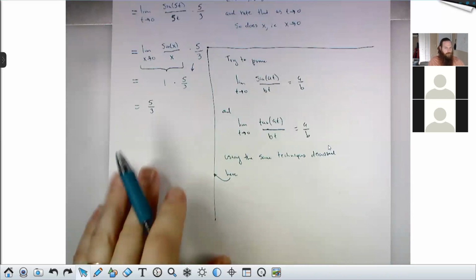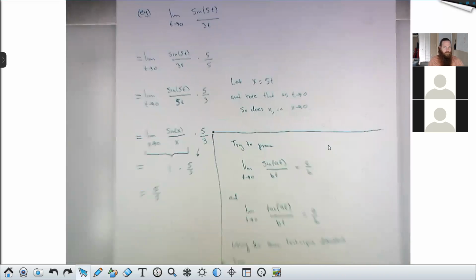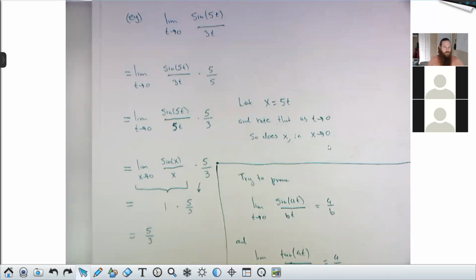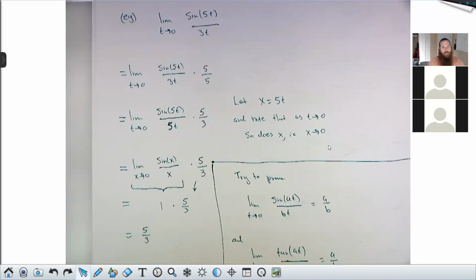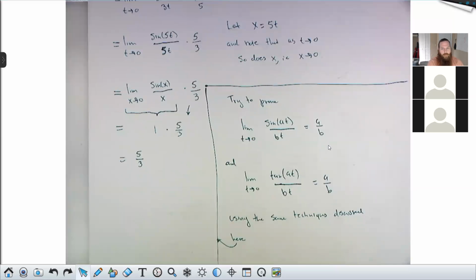So here was the previous page. This is sort of the simpler example. All right, so once you've mastered this one, then try that tangent one. That's the idea. Yeah, the problem that I wanted you to prove? Yeah, down here, try to prove these things.